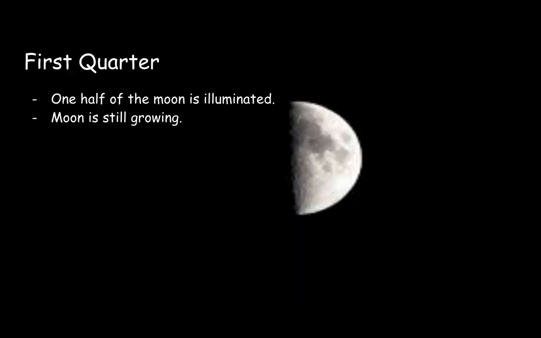The next phase is a first quarter moon. In this phase, half of the moon is illuminated. The moon is still continuing to grow as the right side of the moon becomes more light.